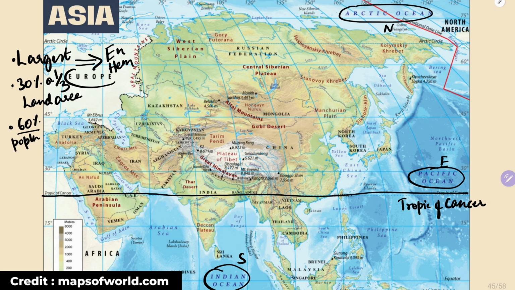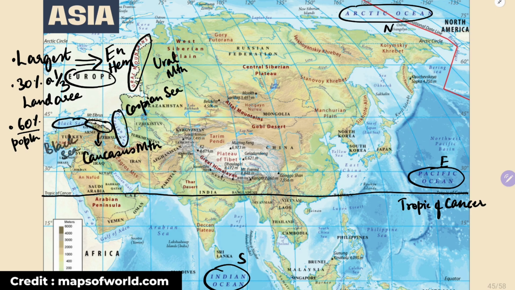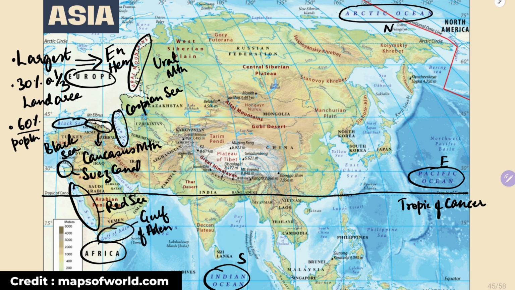It is separated from Europe by natural boundaries such as the Ural Mountains, the Caspian Sea, the Caucasus Mountains, and the Black Sea. Further, it is separated from Africa by the Suez Canal, the Red Sea, and the Gulf of Aden. Lastly, Asia is separated from North America by the Bering Strait.